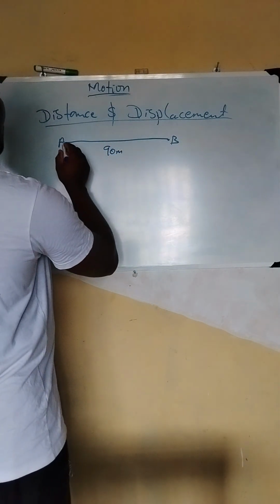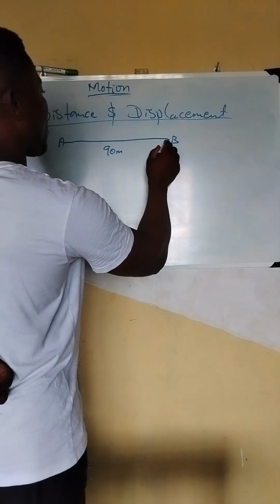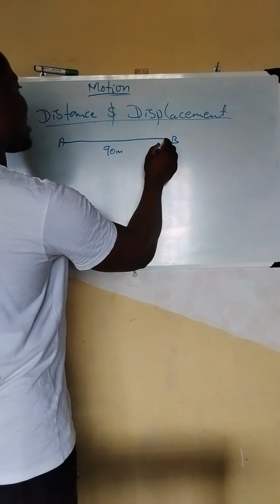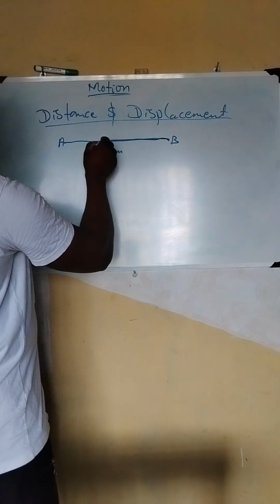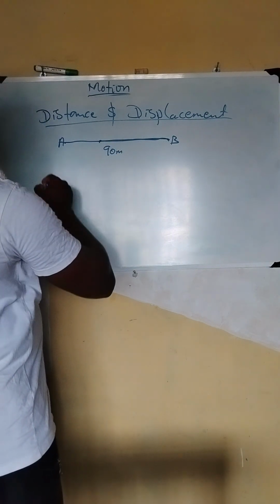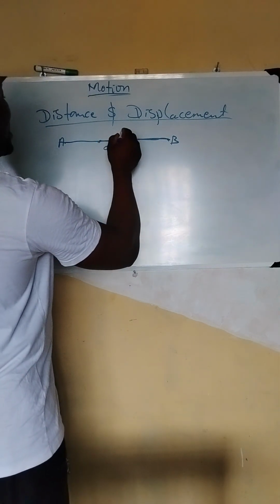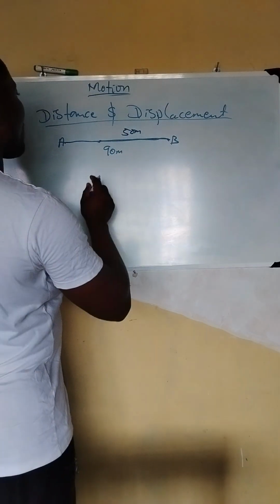Now the object moved from point A to point B and covered a distance of what? 90 meters, and returned to a point here. Then from here to here is 50 meters. Now you look at this.